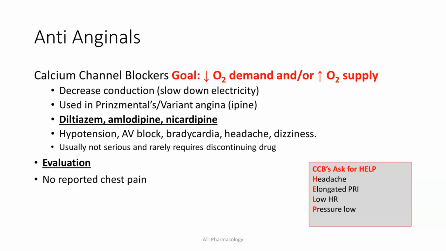But the big issues with these are going to be associated with asking for help, right? Headache, because of decreased perfusion. They will elongate your PRI, so that's a heart block. And we will have a low heart rate because it slows down electricity, and you'll have a low blood pressure. So you have to be careful with making sure we're observing for those signs and symptoms.